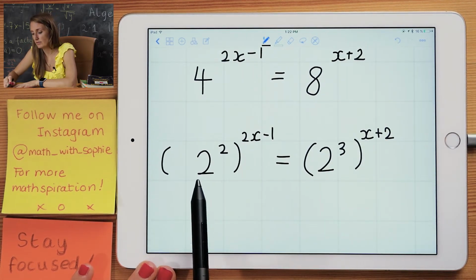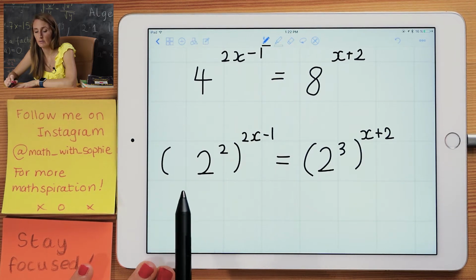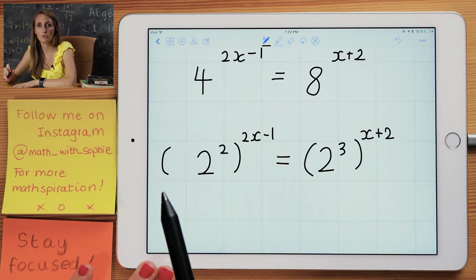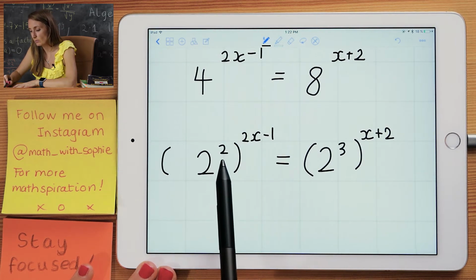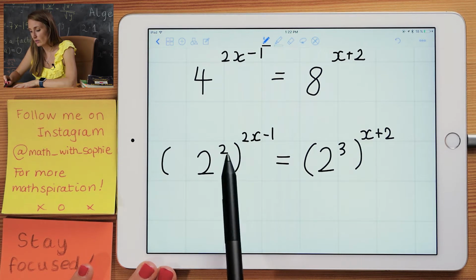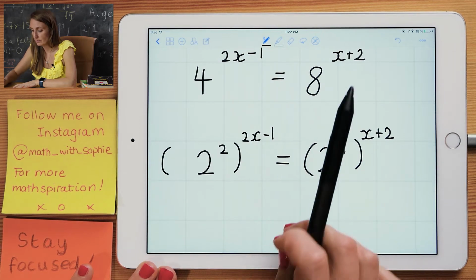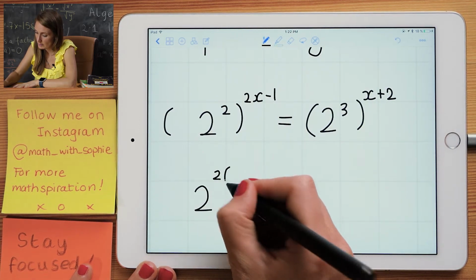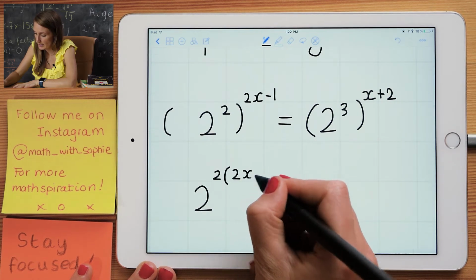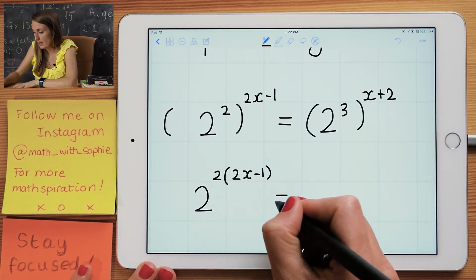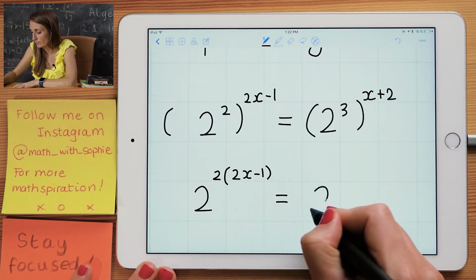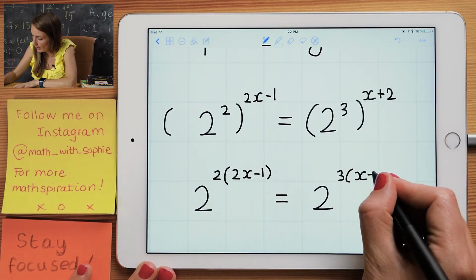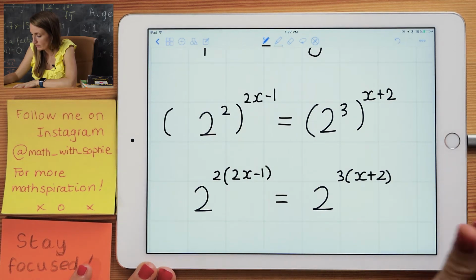Notice how I keep these numbers inside a bracket. That's really, really important. On the next line, I'm going to use the indices rules for brackets. So that means I need to multiply these two together. So to remove the bracket, I need to do 2 times 2x minus 1, and here I need to do 3 times x plus 2.